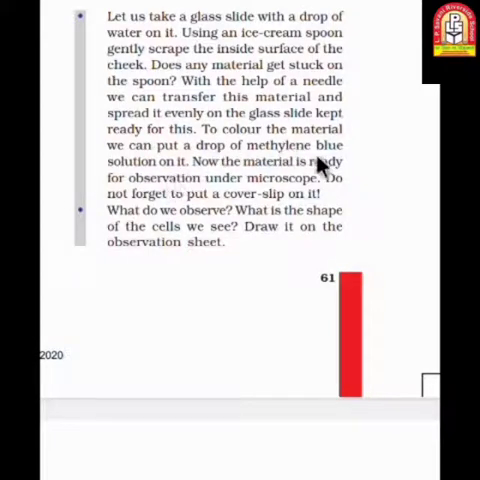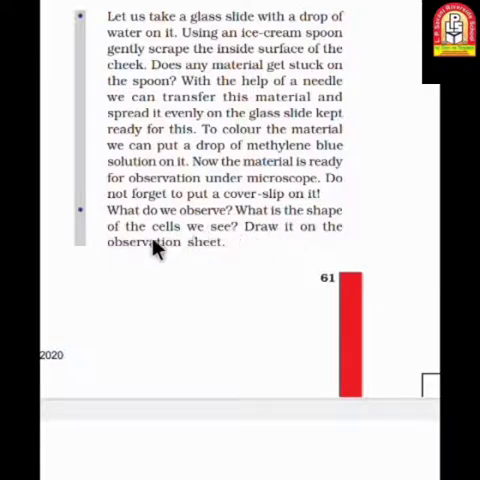If we are not using methylene blue solution, then we have to just differentiate under the microscope what organelle is of which kind. But if we are using the dye to stain the material of the cell, then it will be easy to examine it under the microscope. Now the material is ready for observation under the microscope. Do not forget to put a cover slip on it. In short, what you have to do is take a slide, put a water drop on it, then add the scraped cells of the inner lining of the cheek, then put a cover slip and examine under the microscope.